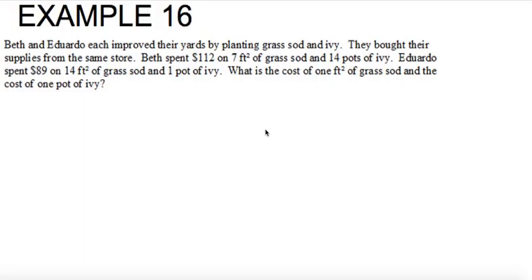Example 16, solve the linear system in a word problem format. The first thing we want to do is read the word problem and then highlight key information before we solve the system. So you have Beth and Eduardo each improve their yard by planting grass, sod, and ivy. They bought their supplies from the same store.